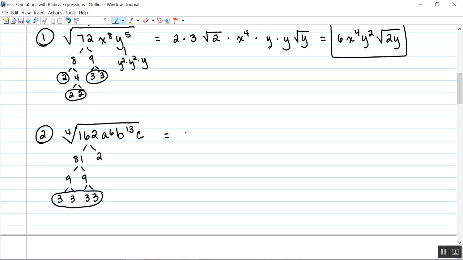So I'm going to have a 3 out front, and then this 2 here is going to have to stay underneath the radical sign, so I'll have a 4th root of 2 there. Okay, a to the 6th, so that's 6 a's. I'm not going to write them all out. So 4 of those will group together and can come out as 1a, but then there'll be 2 a's that are still in the radical sign.